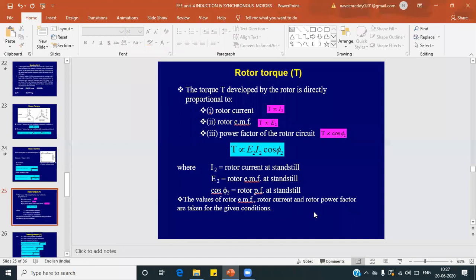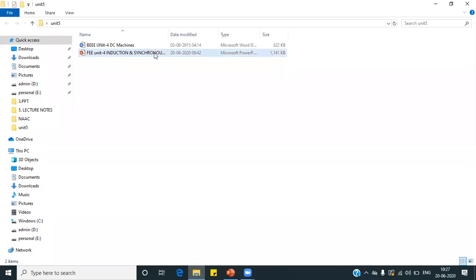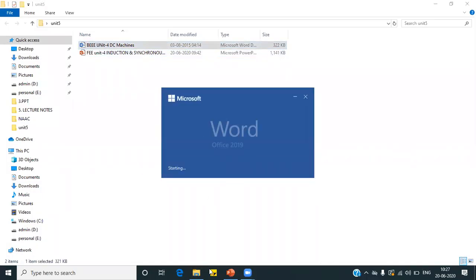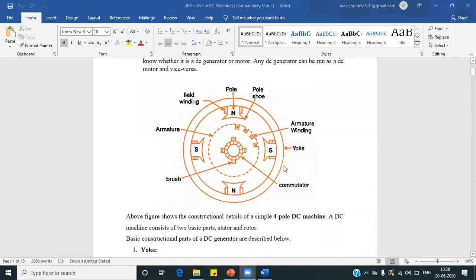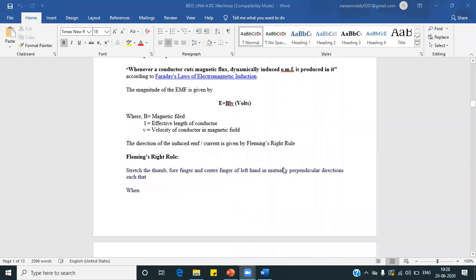So this is about the torque equation. I hope you have already seen the DC motor torque equation, right? If you guys have any doubts, you could ask in the chat box. There are some hand raises, but I request you to type it in the chat box only, whatever may be the question. I'll definitely answer.